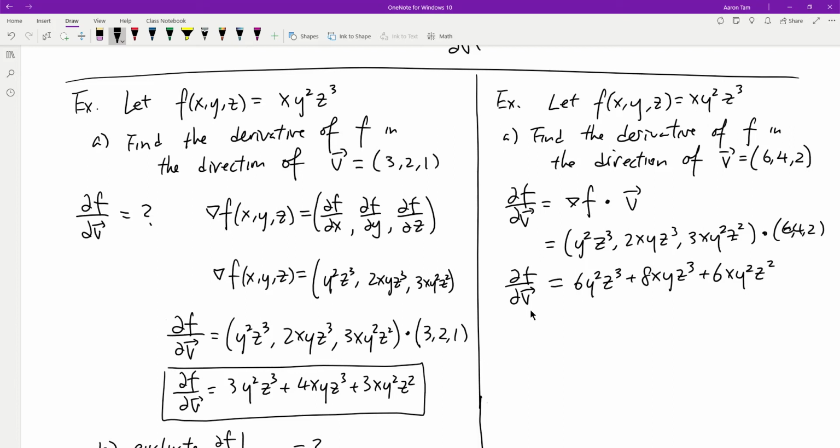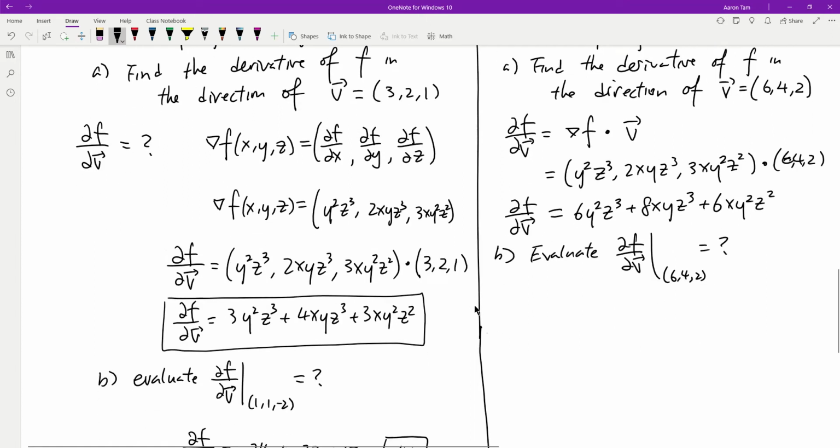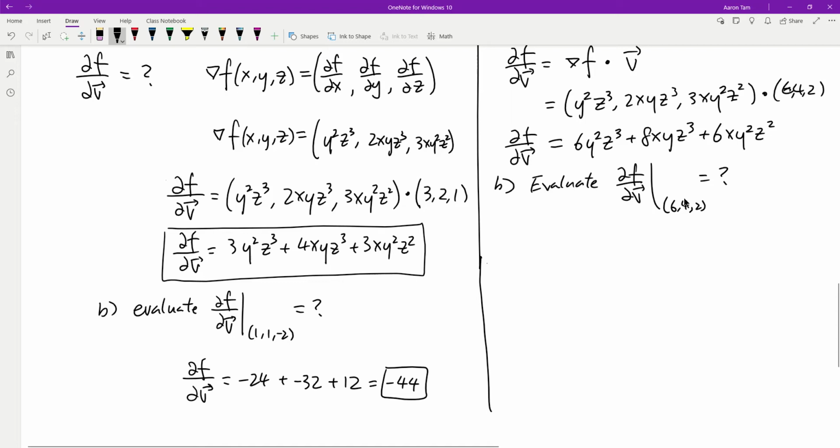Notice that that is not the same thing as what we got before, even though I'm finding the derivative at the same exact direction. Now, if I want to evaluate it, you also notice the following problem. Let's evaluate df over d vector v at, I'm sorry, not 642, but the same exact point, 1, 1, negative 2.